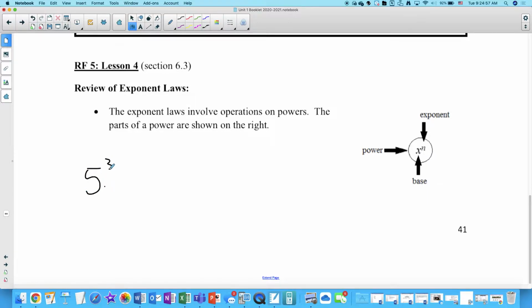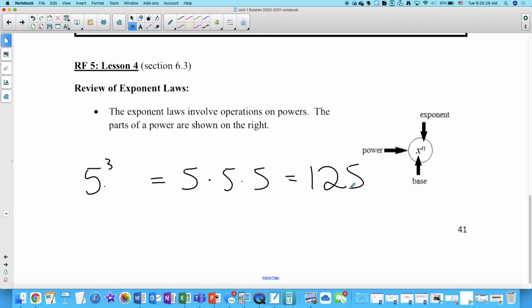5 cubed, okay, what's the value of 5 cubed? 5 to the power 3, or 5 raised to the exponent 3. 5 times 5 times 5, that's right. And what's that value? Yep, 125, right, okay.